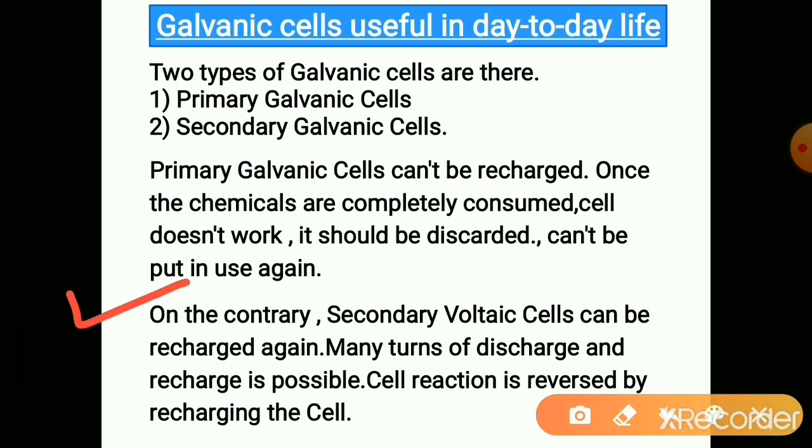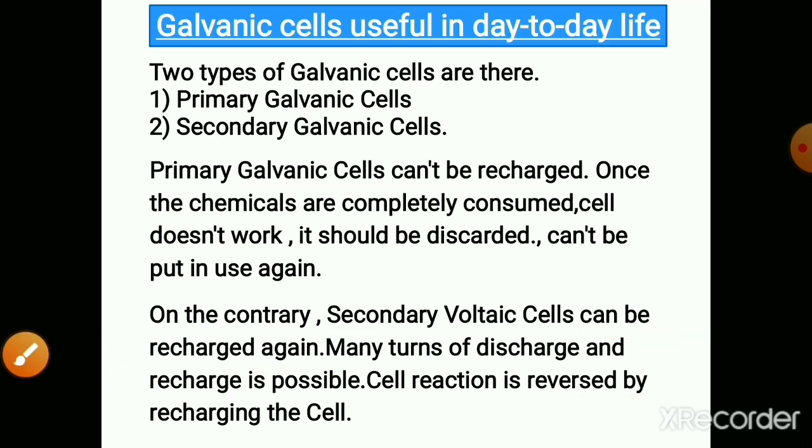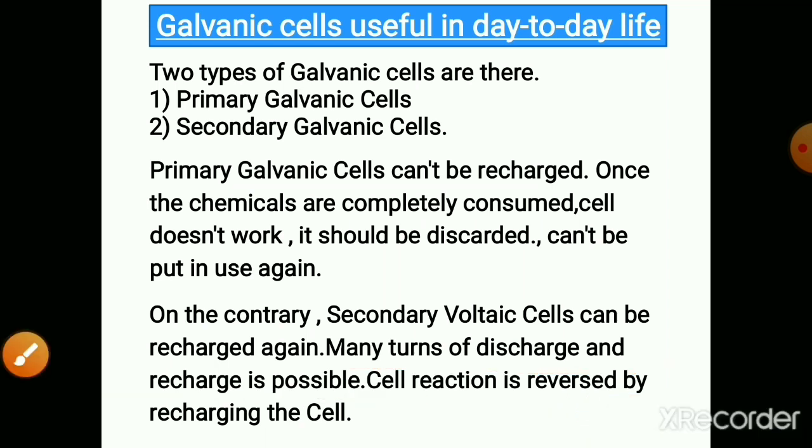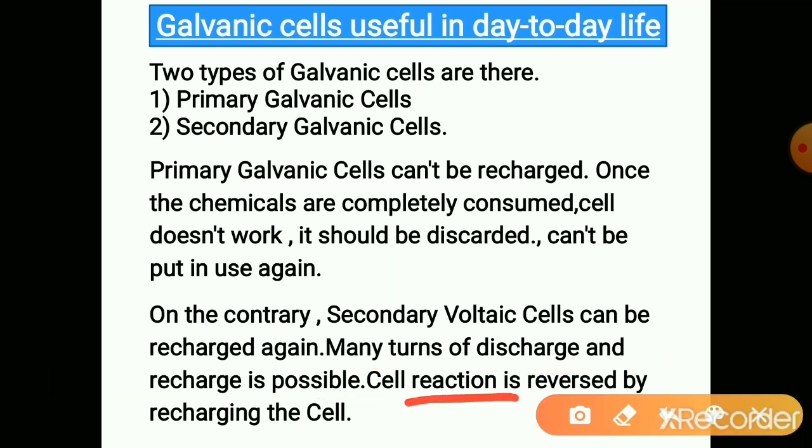On the contrary, secondary voltaic cells are the cells which can be recharged again and again. Many turns of discharge and recharge are possible, and the cell reaction is reversed by recharging the cell. Once the chemicals are consumed, those chemicals can be regenerated by recharging the cell. Such types of cells are called secondary voltaic cells, which can be used again by recharging.